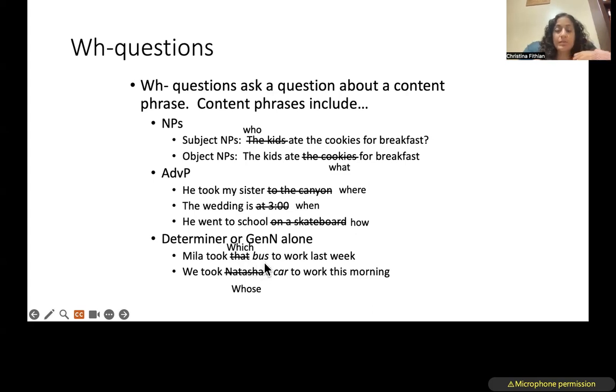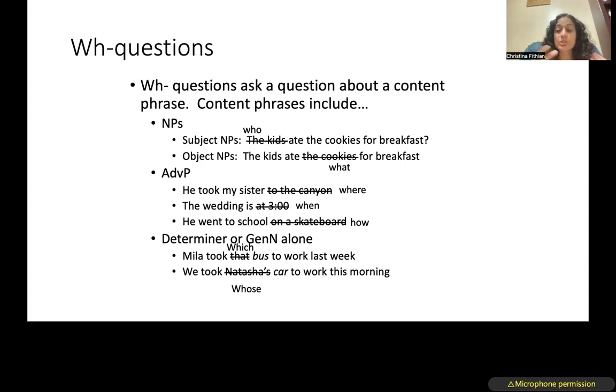And in this one, it's a little bit unusual because we also have to include the word bus. If we want to make this a question, it's going to be, which bus did Mila take to work last week? And I can point and say, that bus over there. So which is actually just replacing the word that, the demonstrative, but we also got to take bus along with it when we move which to the front of the sentence. So we will see this when it's a determiner alone, or when you have a gen N. We will see that the whole phrase matters, and we're going to have to move the whole phrase for the WH question. However, we are only replacing one word in that phrase with a WH word.